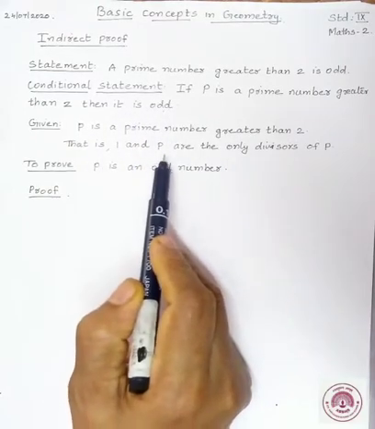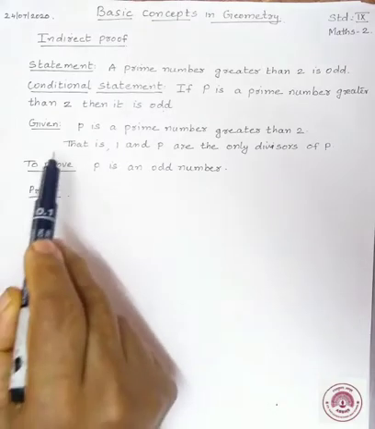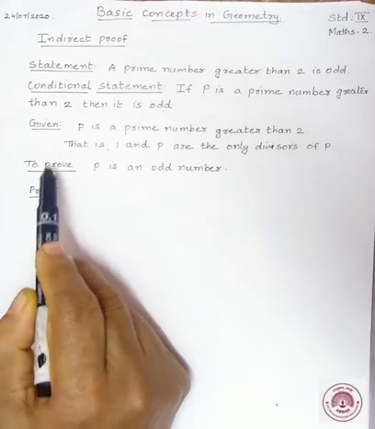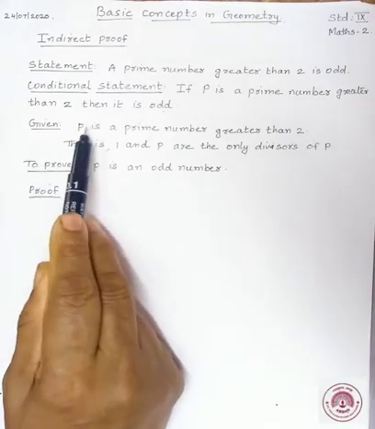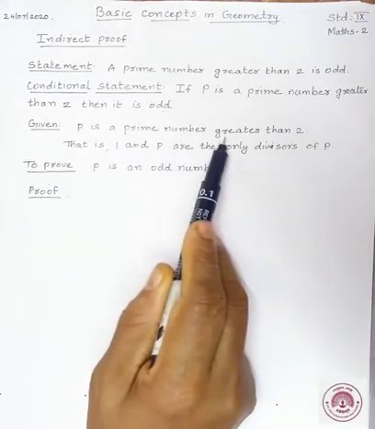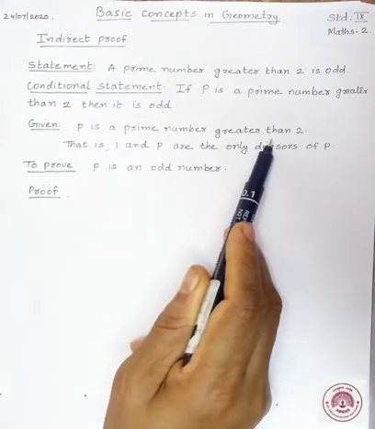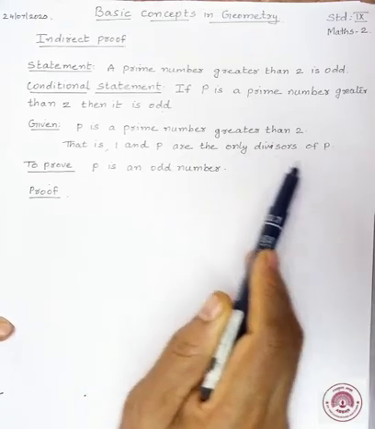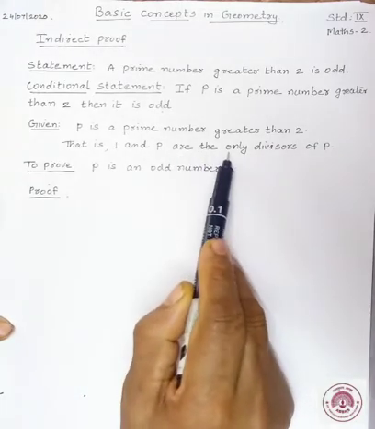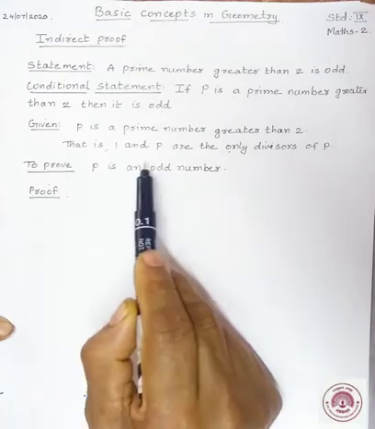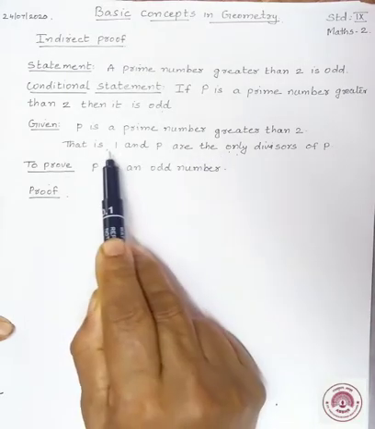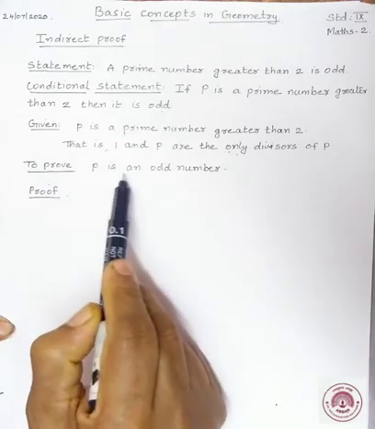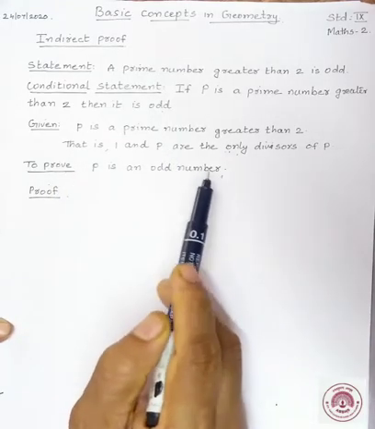Before proving a conditional statement, we have to write the given part and the part to be proved. So, what is given in the statement? P is a prime number greater than 2. That is, 1 and P are the only divisors of P. You know what a prime number is: a prime number has only two factors, that is 1 and the number itself. What is to prove? P is an odd number.